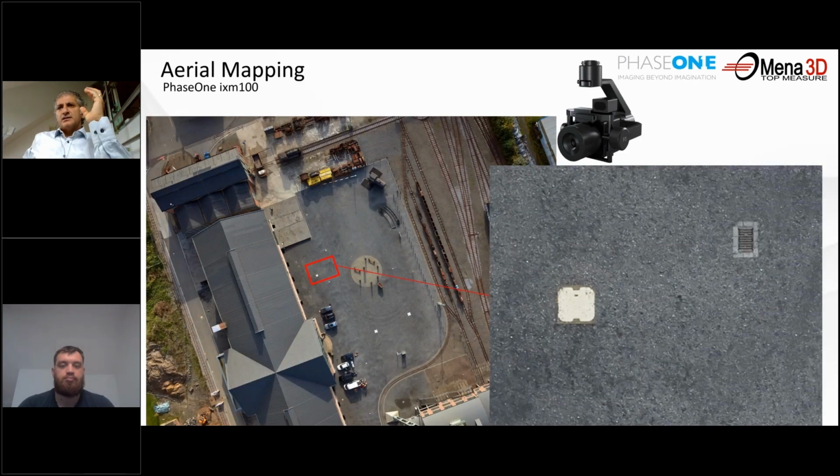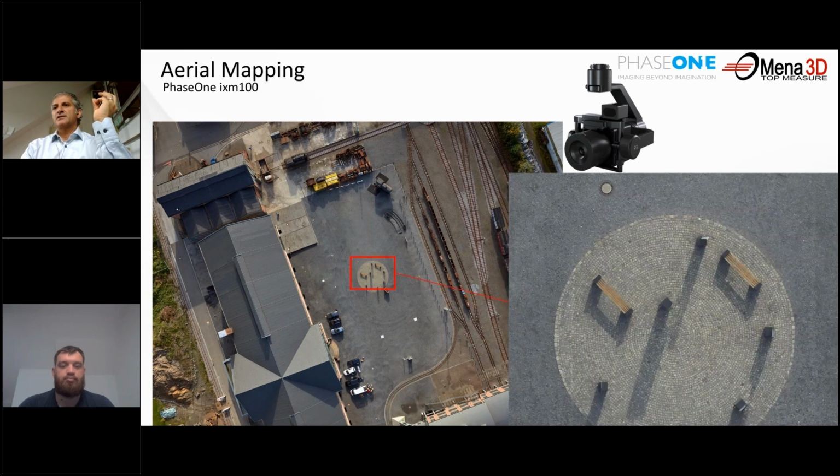With the X600, this is a nice photo. We're taking it at about 130, 135 meter height, and you can see the power up here on the floor. You can imagine the size. So we are talking about some centimeters, and you can see in high resolution from 135 what I can see, or the sewer, for example.